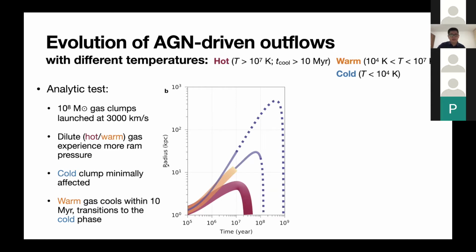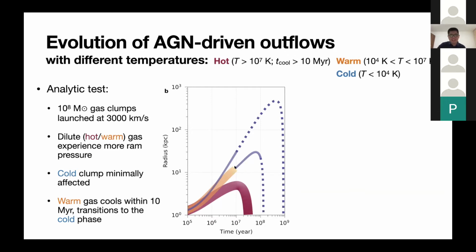Here we're looking at the radial, the temporal height evolution of these 3 clumps. You can see that the dilute hot and warm clumps are decelerated greatly before reaching their maximum heights, because dilute gas usually has a larger cross section, so it experiences more ram pressure. On the other hand, the cold clump is actually not affected at all, so it travels out to several hundred kiloparsecs, and that's usually never seen in real systems.